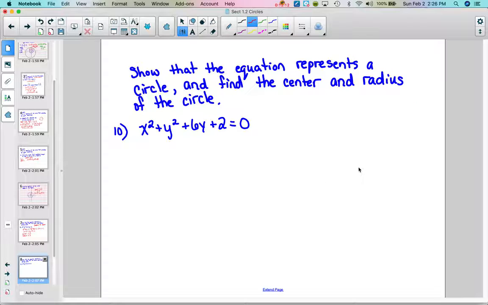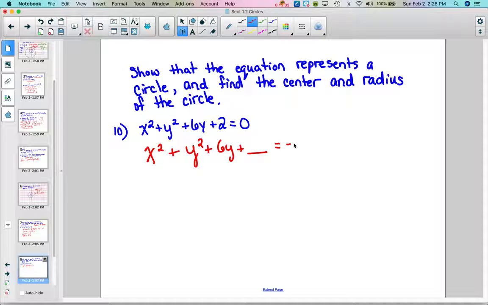All right, so for this one, we are also going to complete the square, but notice that I don't have a linear term for the x, which means I don't have to complete the square for the x, just the y. So I can just leave the x squared alone, and I'll have y squared plus 6y plus blank.